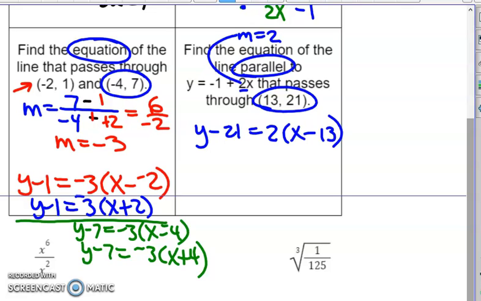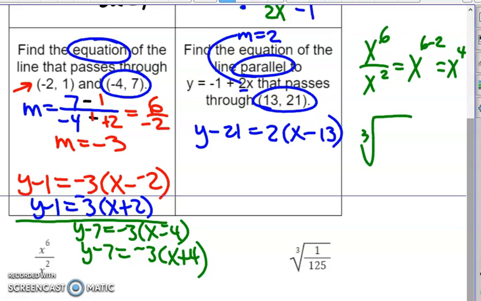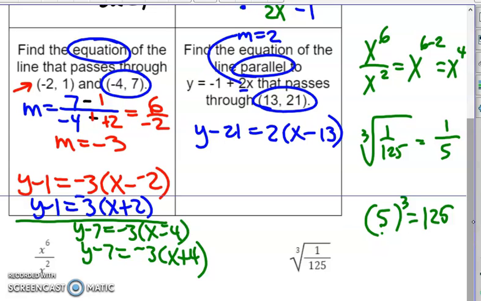For the last two problems at the bottom, we have x to the 6 over x squared. So our exponent rule is to subtract the exponents. So that gets us x to the 4th. And then the cube root of 1 over 125. So this is going to be a fraction. So think of a number that if I cubed it, I would get 125. And that would be 5. So if I'm doing a fraction of 1 over 125, the fraction would be 1/5. So basically it's reciprocal.